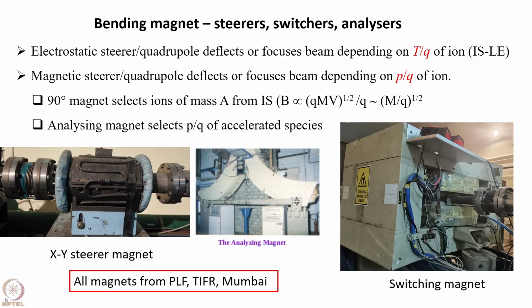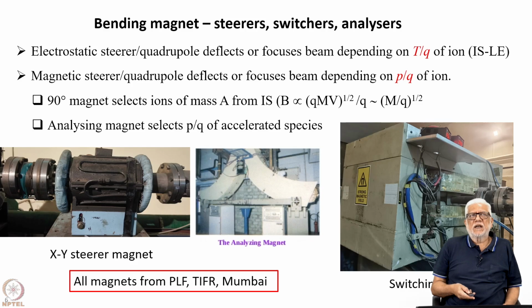So coming to these various elements that are there, like the bending magnets, steerers, switchers and analyzers. Of course, you can have these at low energies. You can use electrostatic steerers and electrostatic quadrupoles, which can deflect and focus the beam depending on the kinetic energy by Q of the ion. And this is in fact done in the low energy end of the tandem accelerator.